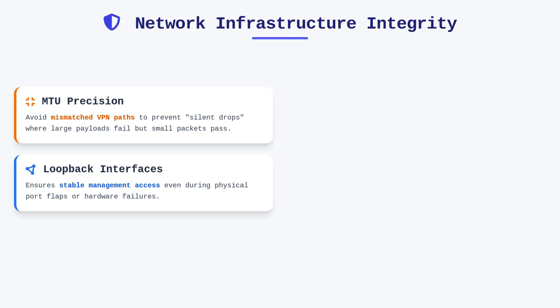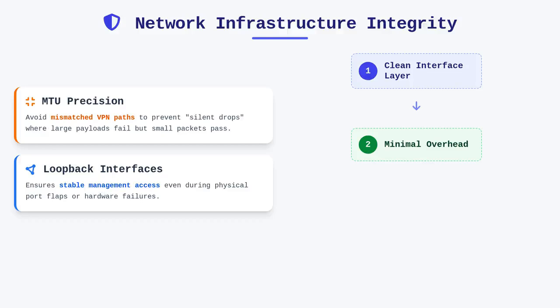These details might seem like mundane configuration chores, but they are the bedrock upon which advanced features like App ID and User ID operate. Providing a clean and well-structured interface layer allows the downstream security engines to function with minimal overhead and maximum predictability.